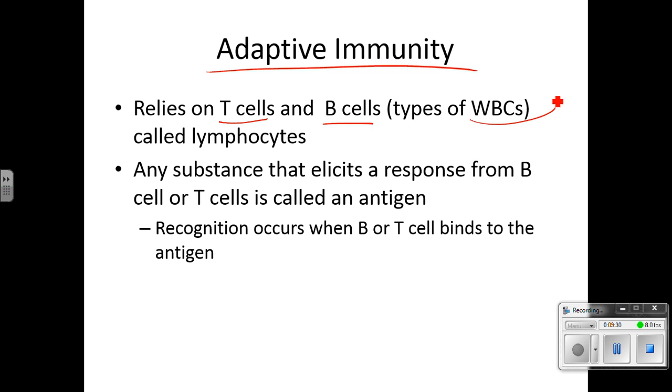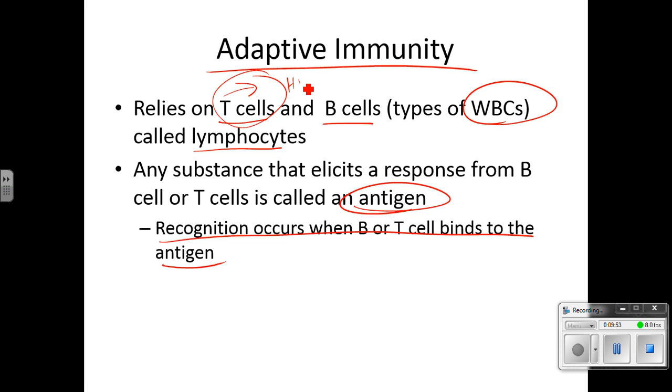These are types of white blood cells called lymphocytes. Any substance that elicits a response from B or T cells is called an antigen. Recognition occurs when the B or T cells bind to the antigen. Remember that, just as you're thinking, killer T cells are what HIV is targeting, which is why HIV is such a problem, because it's targeting your immune system, which is what's supposed to fight the virus in the first place.